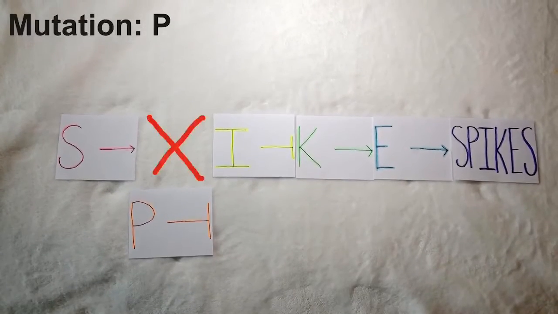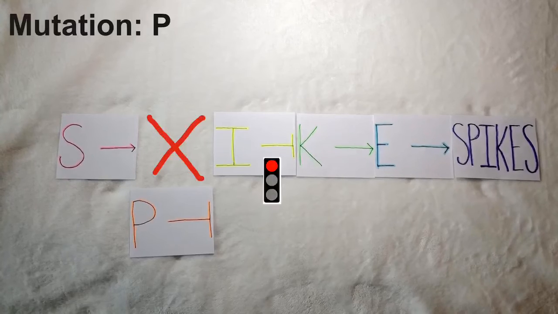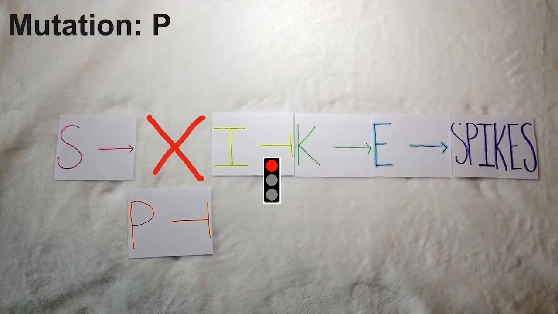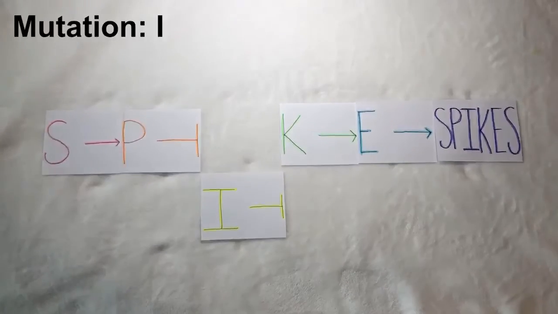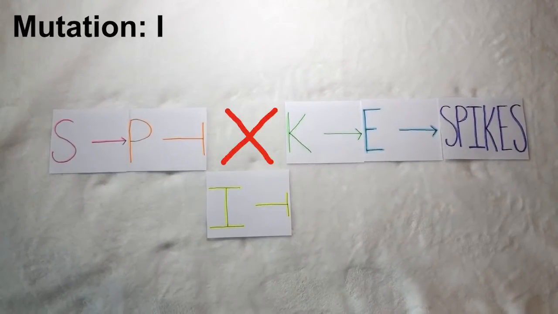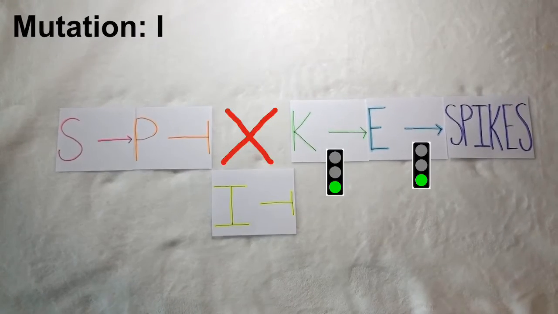Next, let's look at a mutation that eliminates P, which is needed to inhibit I. Without P, I will inhibit K from stimulating E, therefore no spikes will be produced. Let's look at another scenario with a mutation that eliminates I. This would allow K to stimulate E, which would stimulate the production of spikes.